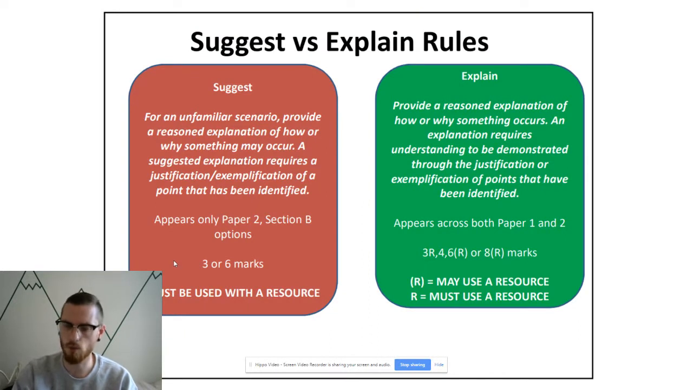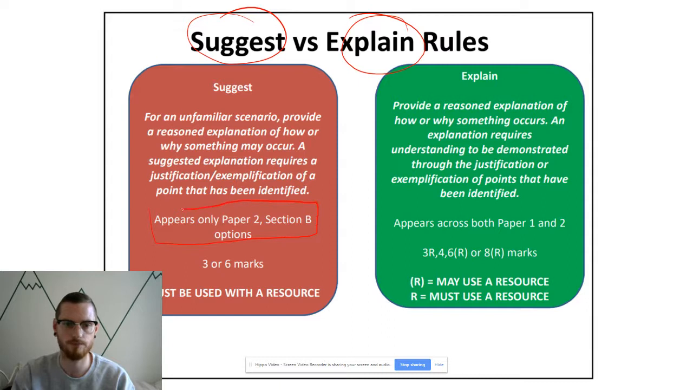Okay, so one quick difference to point out here is the difference between suggest and explain, because they are super similar, but there's slight differences between them. First off, suggest only appears on paper 2 in section B options, and explain is everywhere, which we should be aware of. Suggest is 3 or 6 marks, while we could have 3, 4, 6, or 8 mark explain questions.